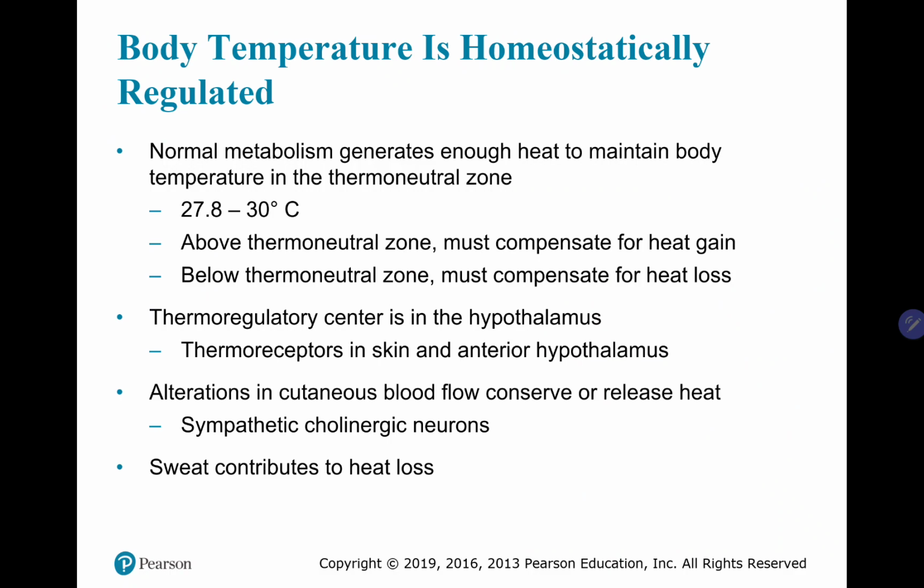Normal metabolism generates enough heat to maintain body temperature in our thermal neutral zone, about 30 degrees Celsius. Above that thermal neutral zone, we must compensate for heat gain, and below it we must compensate for heat loss. The thermal regulatory centers are located in the hypothalamus, and we also have thermal receptors in the skin and the anterior hypothalamus. We can alter cutaneous blood flow to conserve or release heat, and our sweat also contributes to heat loss.